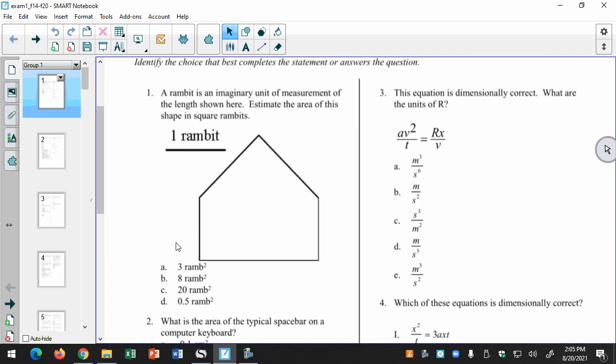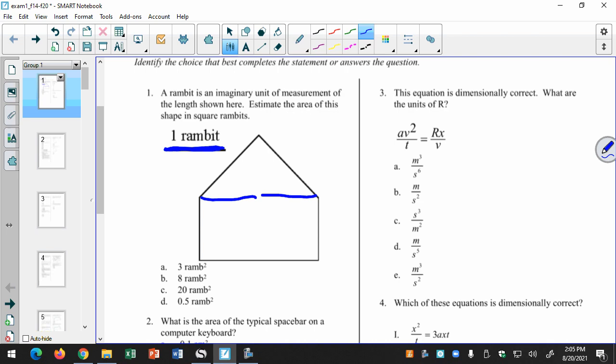This is from fall 20. Here I give you a shape and I show you what is the length of an imaginary unit called the rambit. And I ask you, what is the area of this shape in square rambits? So this is the length of my object, and then I want you to find the area of that object by applying what is the length of one rambit. So I can see here that this is about 2 rambits across. You see how that length that I drew is the same as this length right here?